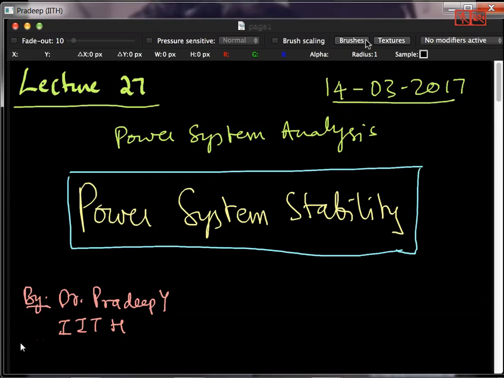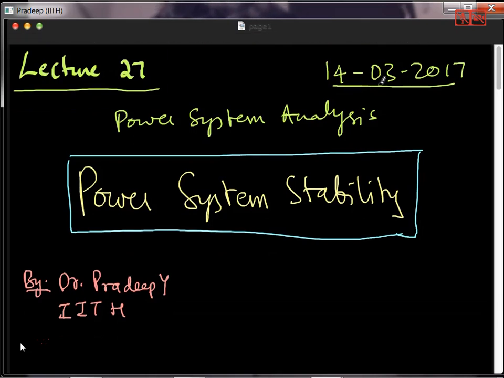But anyway, today we will start this topic, that is power system stability. Before I start, the previous class we closed the topic of unsymmetrical faults. So today I will start power system stability. Let's begin our talk today, and if you have any doubts, you are always free to ask.